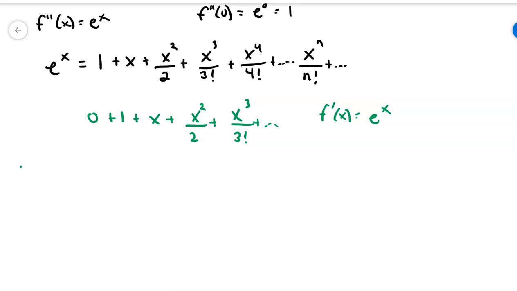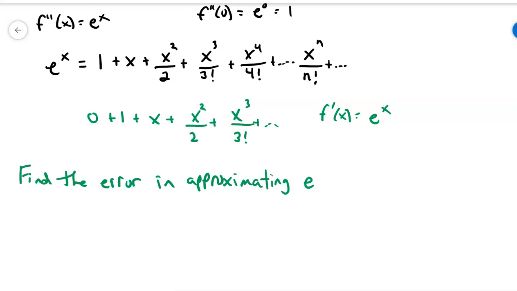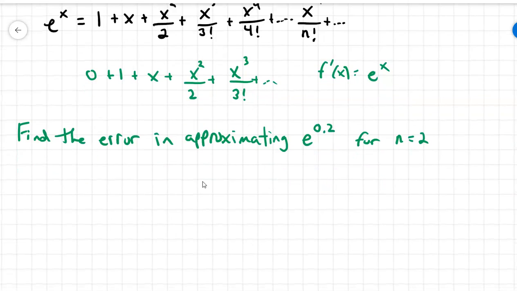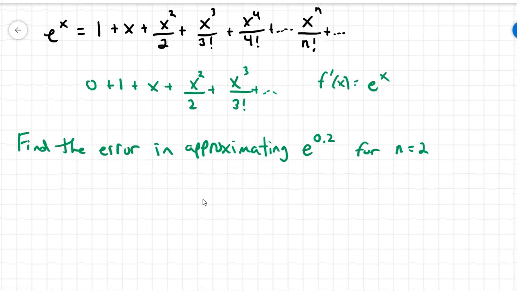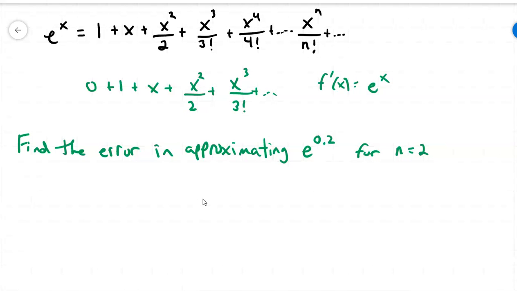So now here's a question. Let's find the error in approximating e to the 0.2 for n equals 2, and then maybe we'll do a couple more after that just to see if it gets any better. Now, for n equals 2, I'm going for 2 terms, so a second degree, right? So maybe I should specify for degree 2.